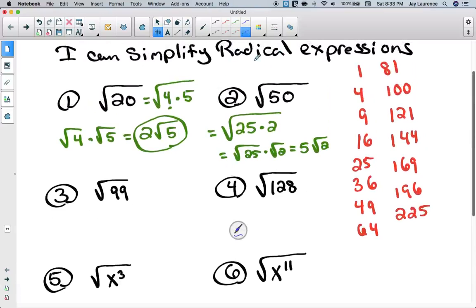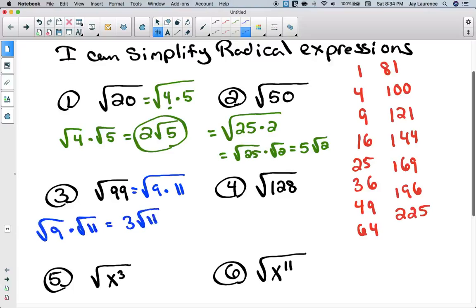Okay, so I've got 99. Well, 100's too big, so I'm going to go to 81. Does 81 go into 99 evenly? Nope, it does not. 64, no. 49, 36, nope. 25, 16, no. 9 does. So I'm going to rewrite the square root of 99 as the square root of 9 times the square root of 11. Then rad 9 is 3, times rad 11, and so my answer is 3 rad 11.